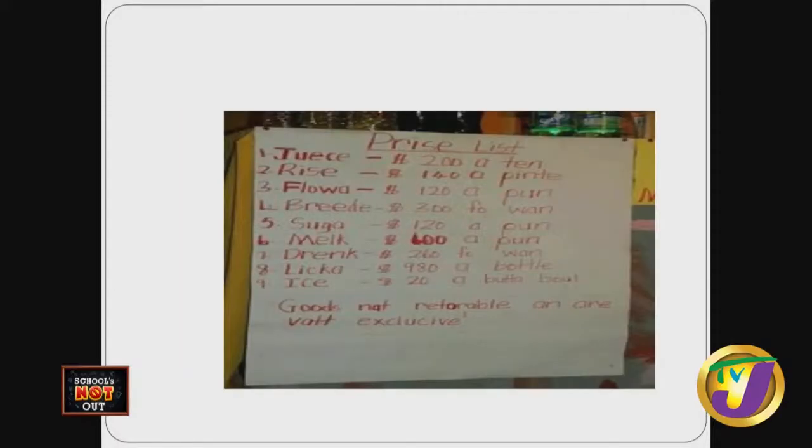This one, I'm sure you have seen this maybe in some corner shop or the other, maybe not to the extent of this example, but look at it. Price list: juice, rice or rice, flour, bread, is that bread or is it something else? Sugar, milk, drink, liquor, and of course they got the ice correct. I'm saying this to say, students, we have to observe the rules as we put things in writing.